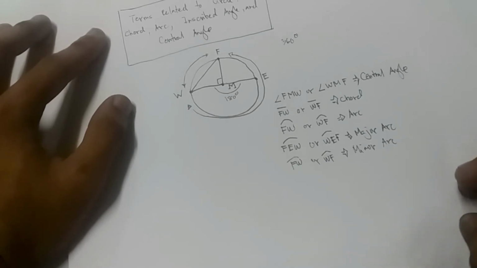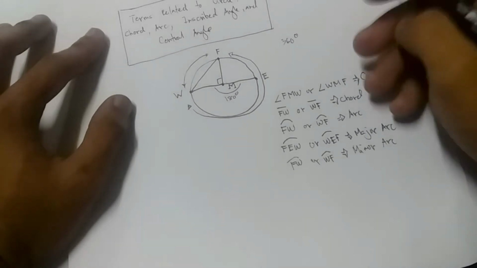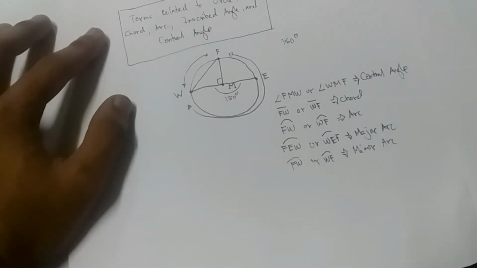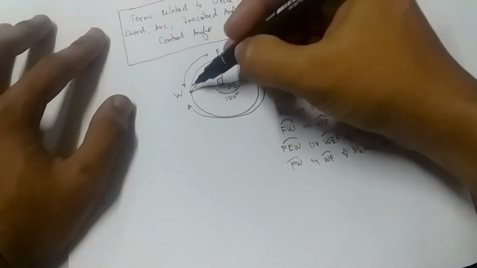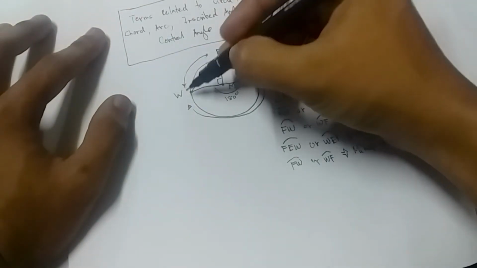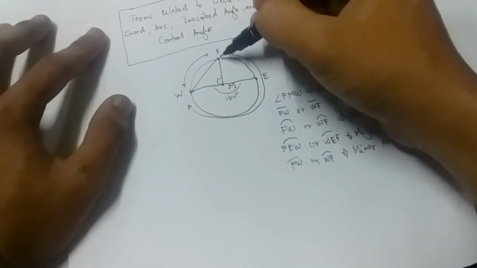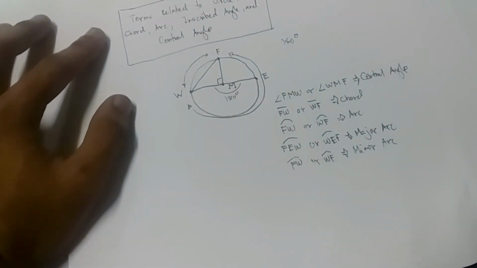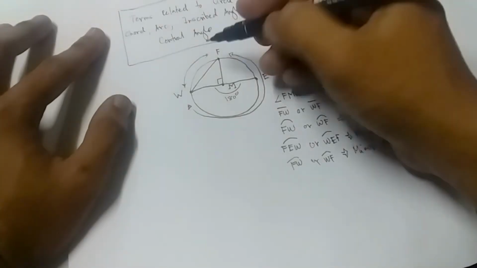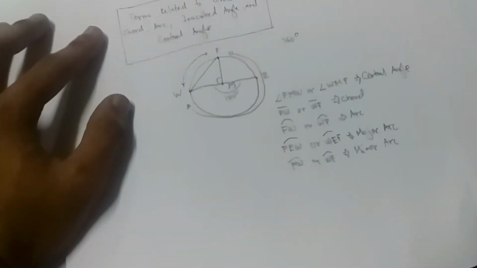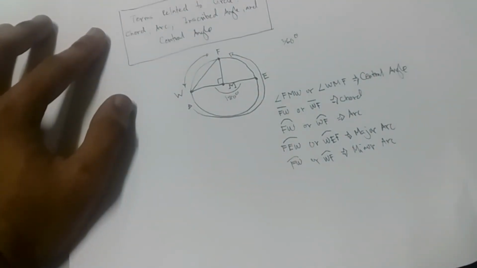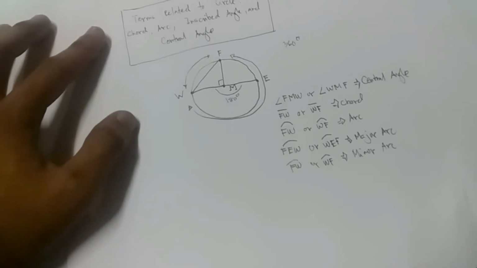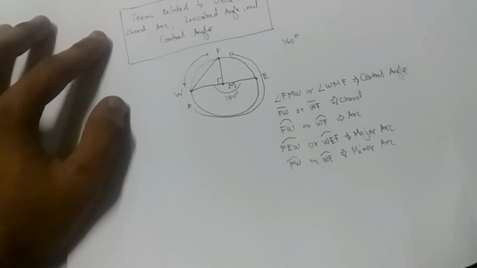On the other hand, a minor arc is an arc which measures less than 180 degrees. So from point F to point W, this arc is measuring 90 degrees, which is less than 180 degrees. Therefore, we can say arc FW is a minor arc, right? Okay?